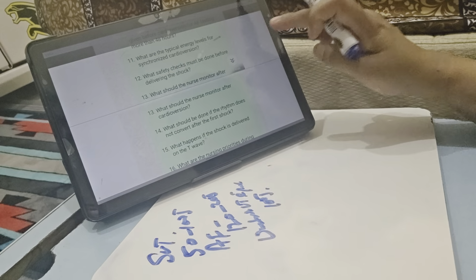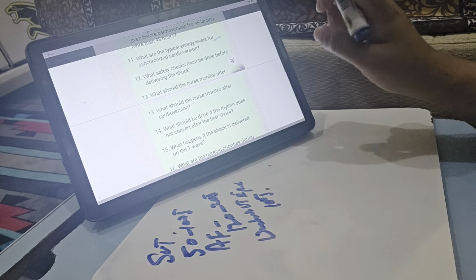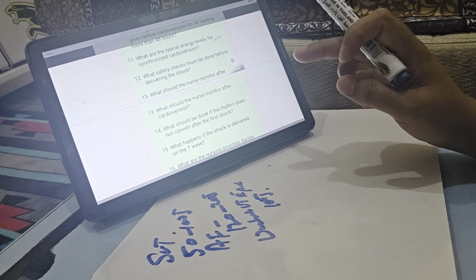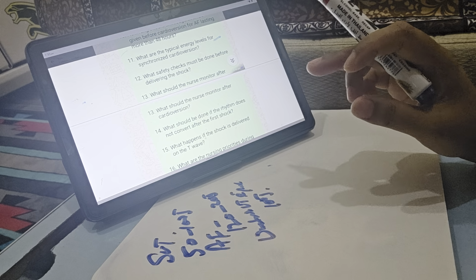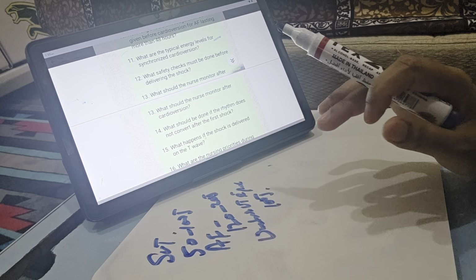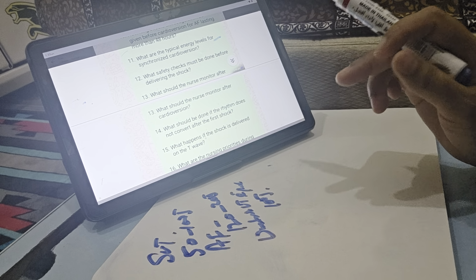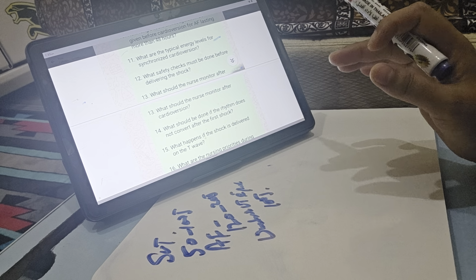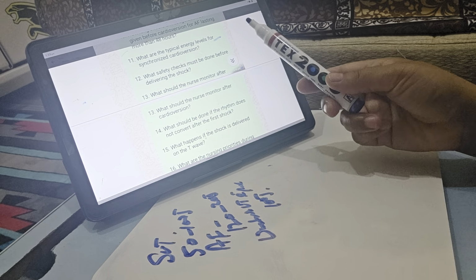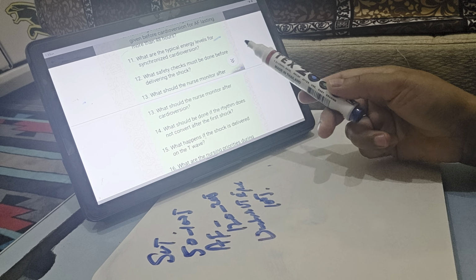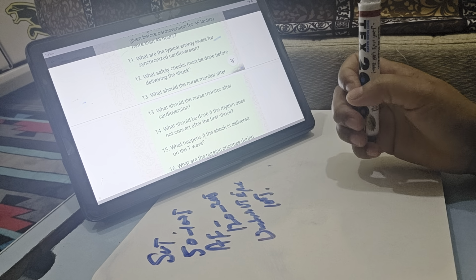And then we have to remove the oxygen mask from the patient. If the patient is using O2, we have to remove it, and we have to check pad placement and connection. That is our responsibility, to do the safety check before delivering the shock.